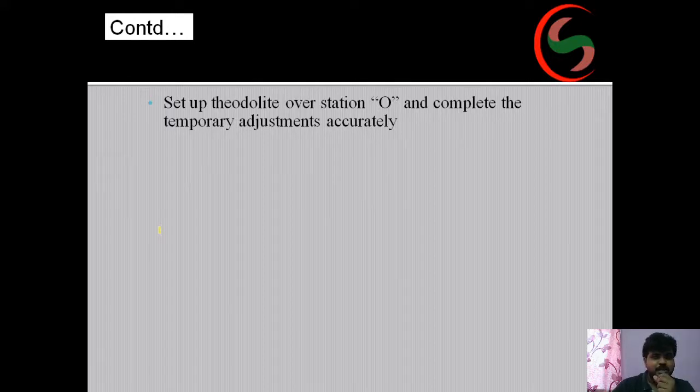So what are the temporary adjustments? If you remember, there are three stages: setting up, leveling up and elimination of parallax error. Thus your instrument becomes ready to take the readings. Now in the setting up, you will be fixing the tripod firmly on the ground on the known station point O, and you will be unboxing the theodolite and fixing it to the tripod by using the trivet.